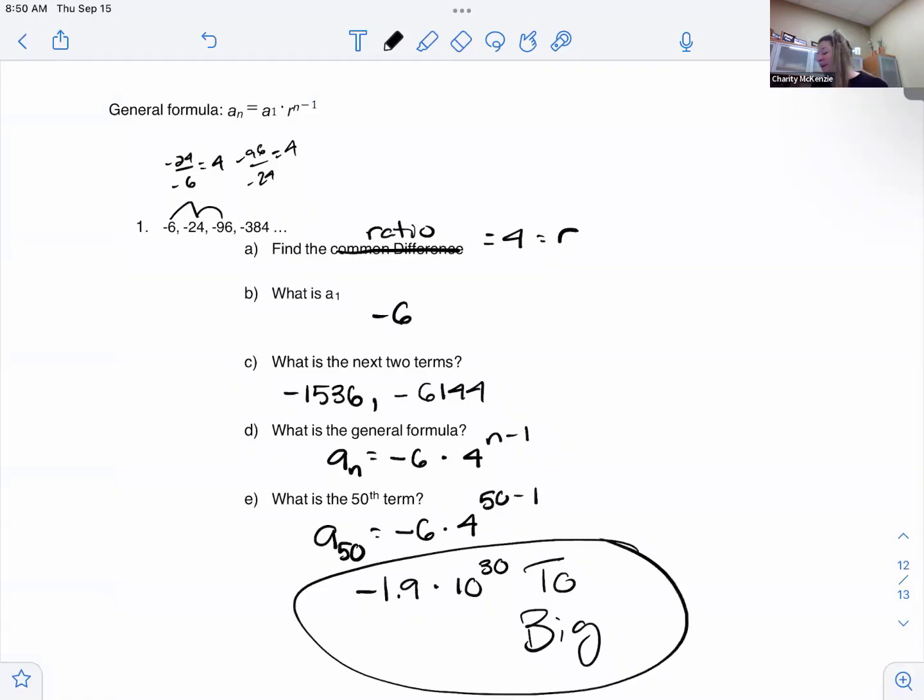So I don't think your homework will ask for the 50th term on a geometric sequence. I think it'll be more like use your formula to find the 8th term or something like that. Or just find the formula. Just being able to do that is important because the formula allows you to put in the term place and get your answer. So that's great.